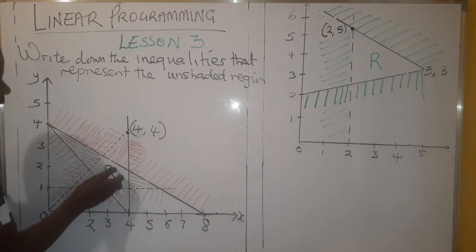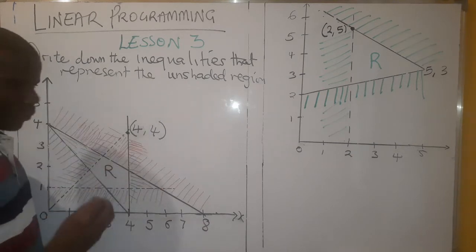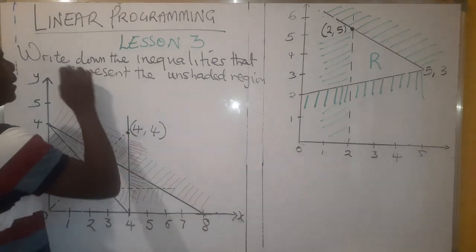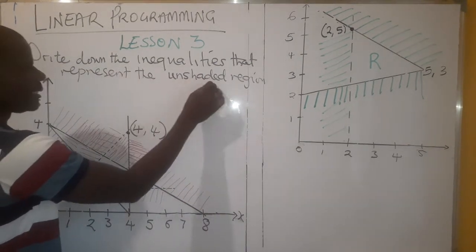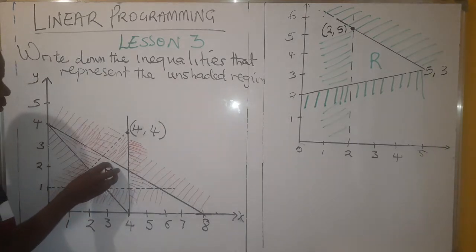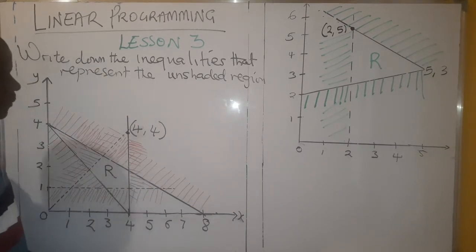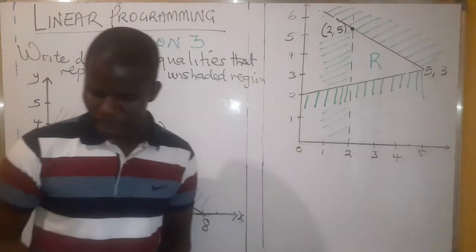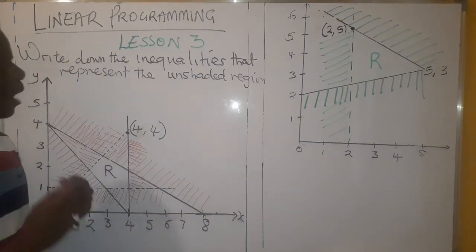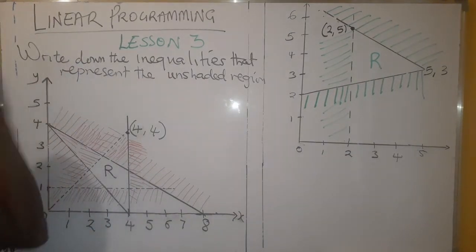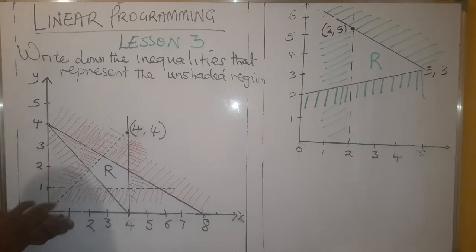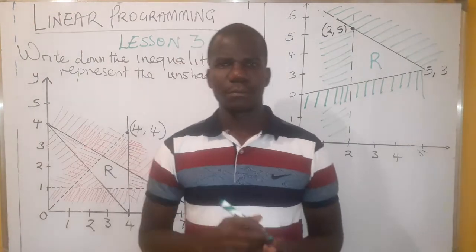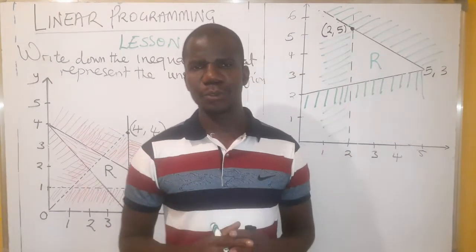Here we are saying the unshaded region, but there are times where it is this same part that is shaded, and the question will say, write down the inequalities that represent the shaded region. So meaning this one is what will be shaded now. The process is still the same. Sometimes you really have to pay attention to the question and follow what it is asking you to do. So let us look at how we write the inequalities in this case.